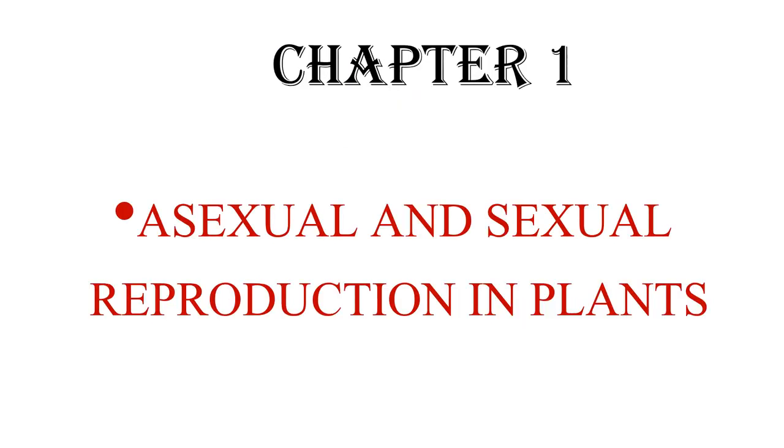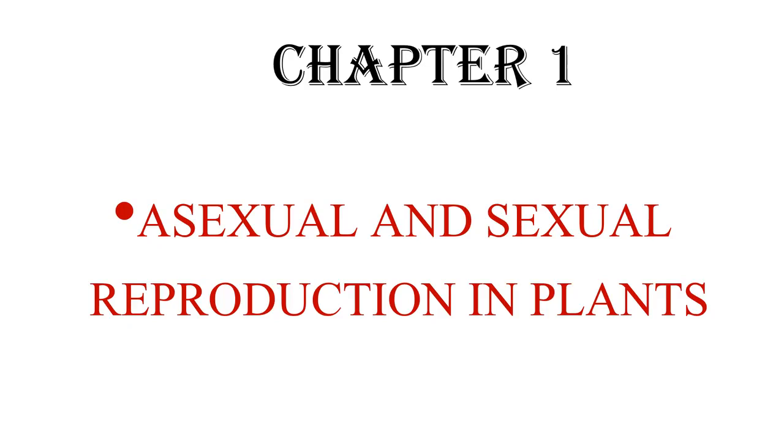Chapter 1: Asexual and Sexual Reproduction in Plants. Reproduction is a vital process for the existence of a species and also brings suitable changes through variations in the offspring for their survival. Reproduction also plays an important role in evolution. So plants reproduce both by asexual and sexual means. We shall learn both the processes one by one.